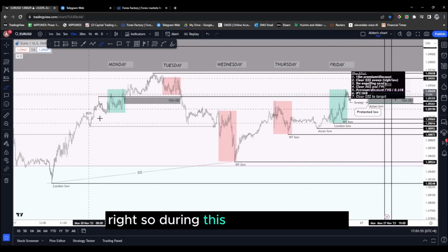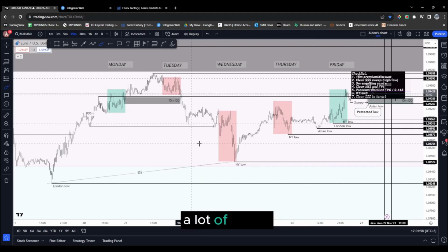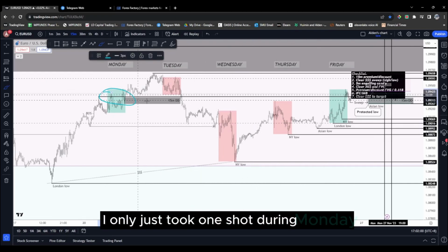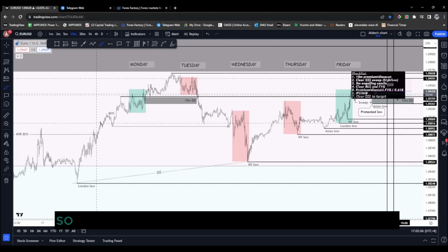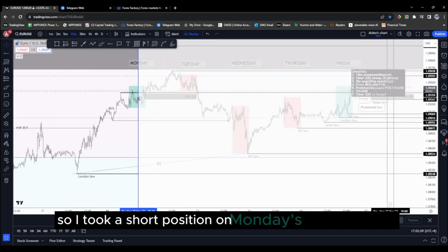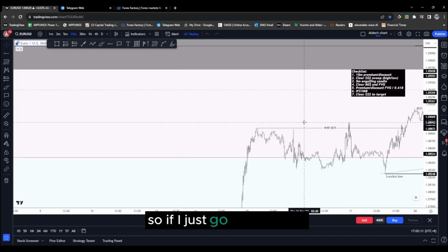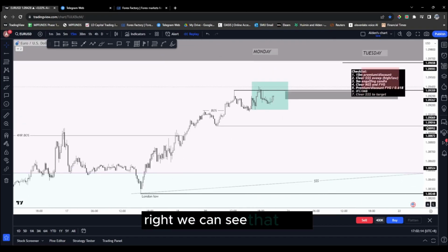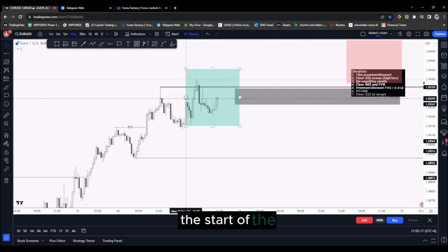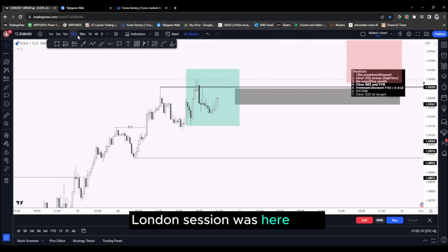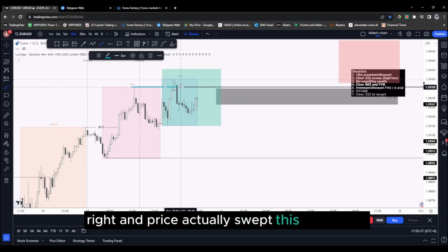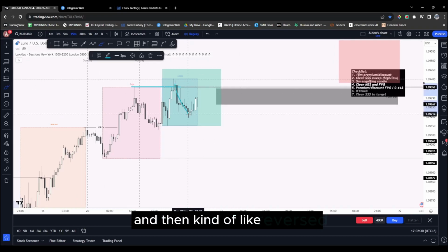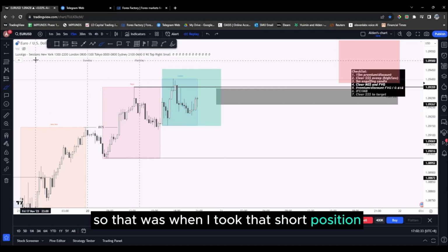During this whole of last week, I didn't take a lot of trades. I only took one shot, on Monday. If you go back to Monday, I took a short position on Monday's London session. The start of the London session was here, and we have this Asian high right here. Price actually swept this Asian high during the London session and then reversed. That was when I took that short position.